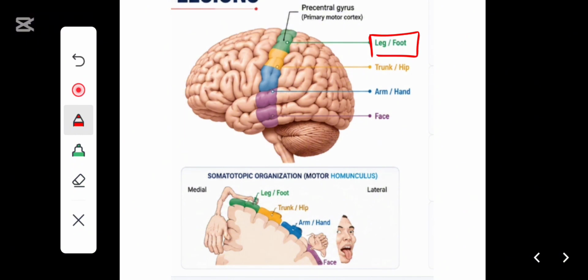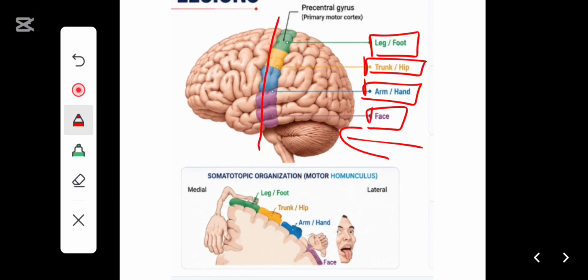There's going to be a region in the cortex that is responsible for controlling motor functioning of the leg, a region responsible for hip and trunk movement, another one for the arms and the hands, and another one for the face. If you were to cut it like this and look at it from this view, you have the leg part being medial. This is the cortex, and there's another cortex on this side. This part here is the medial part, and this side here is the lateral part.